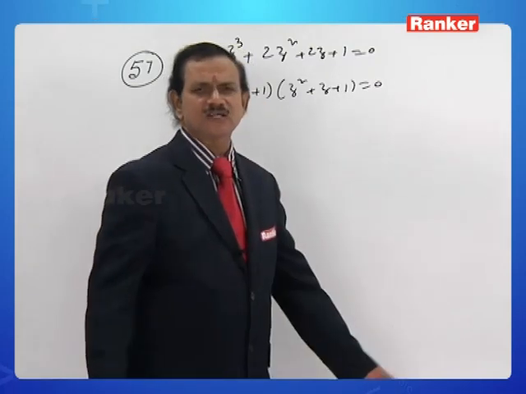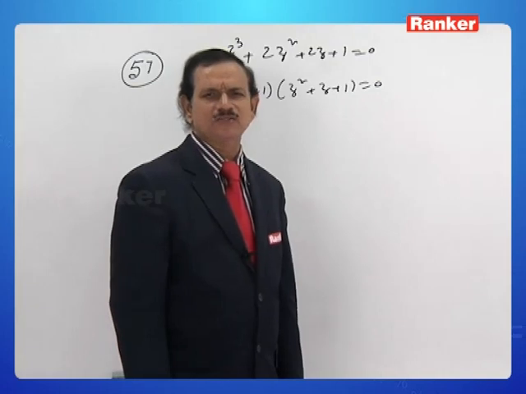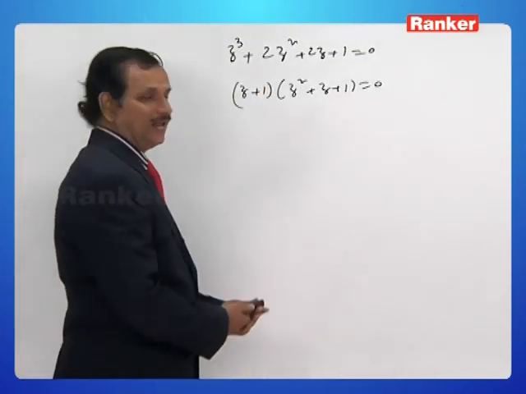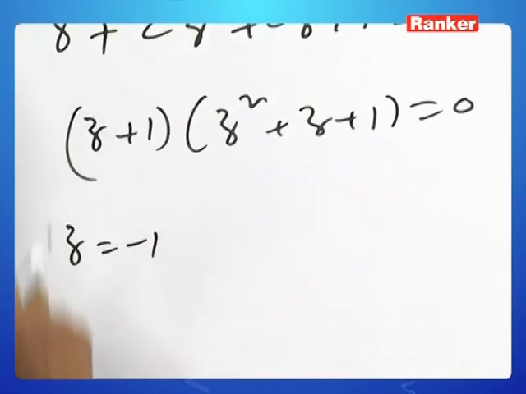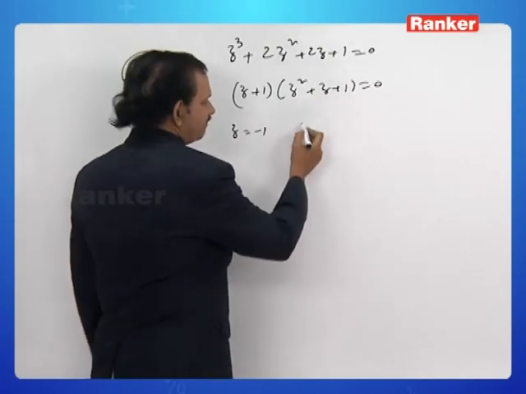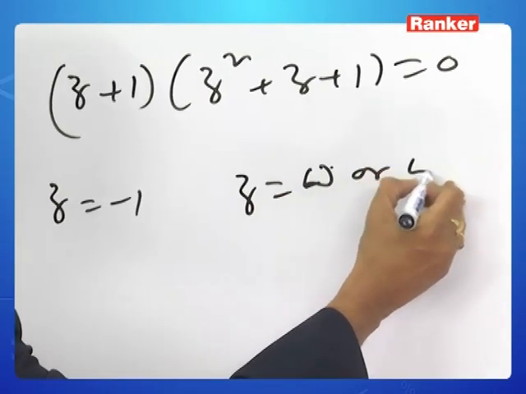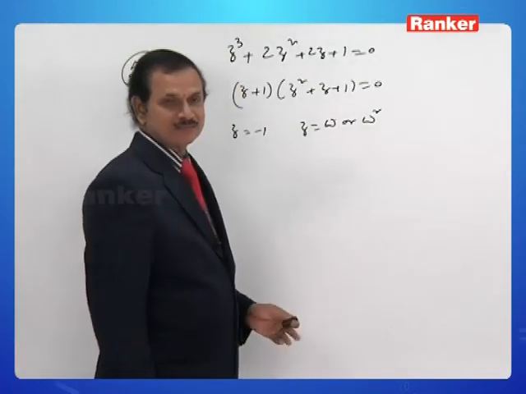By using synthetic division or any elementary means you have from your earlier classes, you can split that into 2 polynomials like this. Well, what are the roots here? Z is equal to -1 from this, and from this, that is a famous equation, Z is equal to omega or omega square. These are the three roots of this.